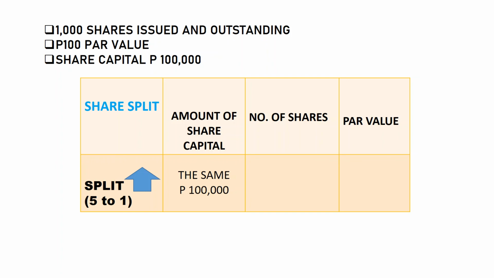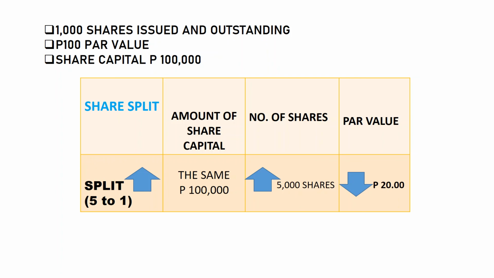For the illustration, we have here 1,000 shares issued and outstanding with 100 par value, a total share capital of 100,000. We take for example the split up 5 to 1. So the amount of the share capital is the same, which is 100,000. We have now 5,000 shares. To compute, we get 1,000 shares times 5. And as you can observe, the par value of the shares is 20 pesos, not 100 par value.